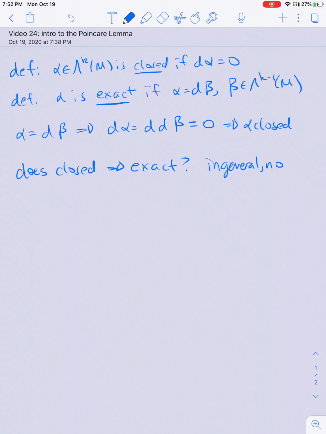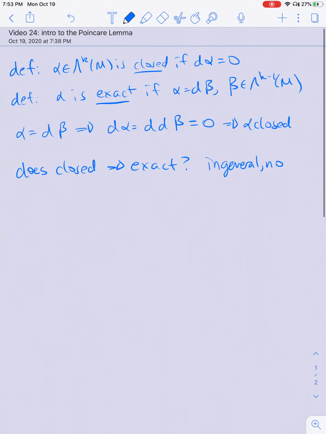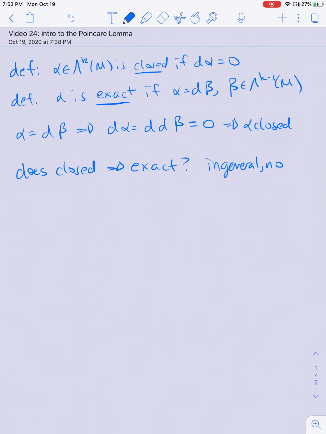In class and on your worksheets, we'll discuss some examples. The simplest examples are just forms on the circle. There are differential forms on the circle, or equivalently on R2 minus a point, which are closed but not exact. And the difference between closed and exact forms is behind a lot of higher level topology. But we're going to be studying first differential forms on Rn.